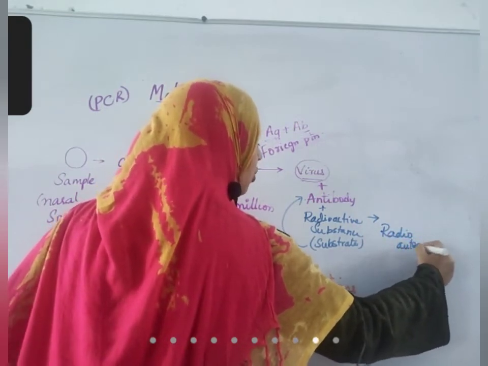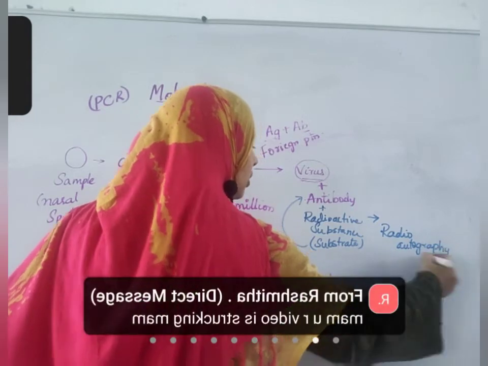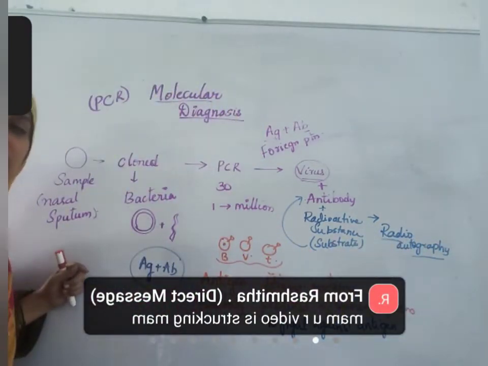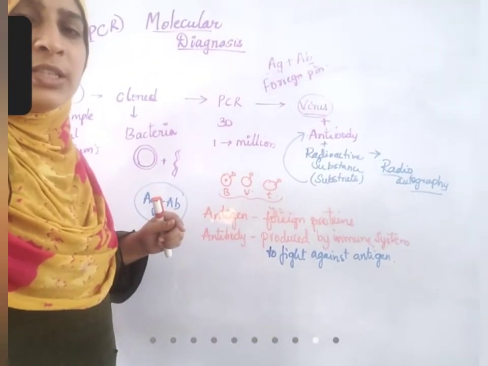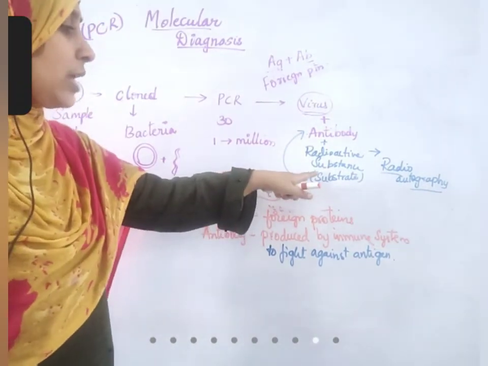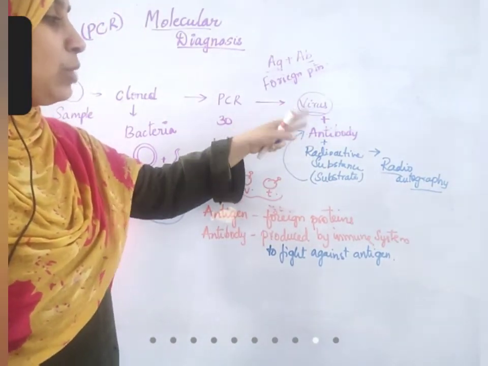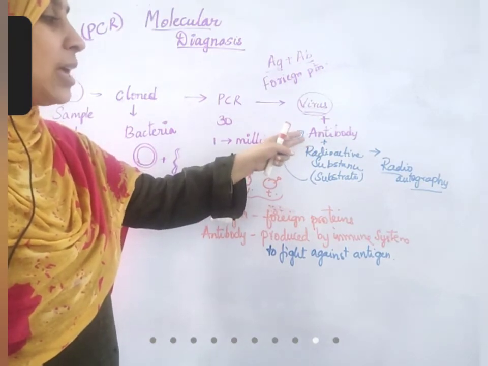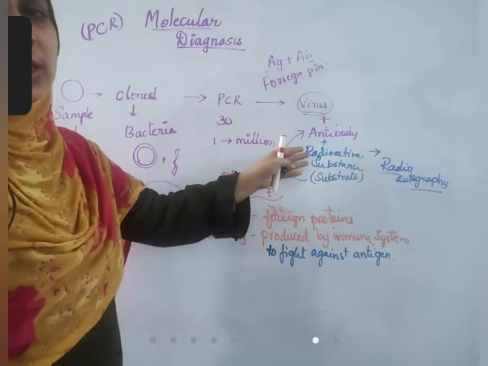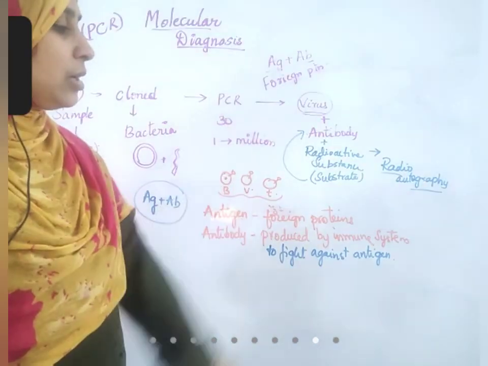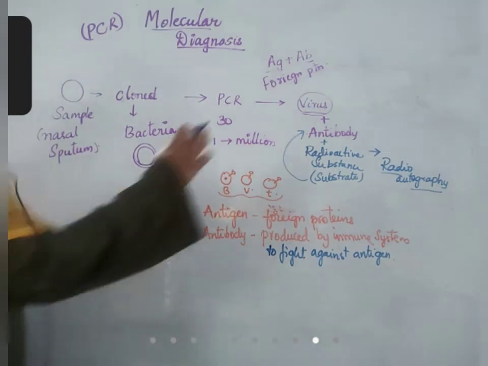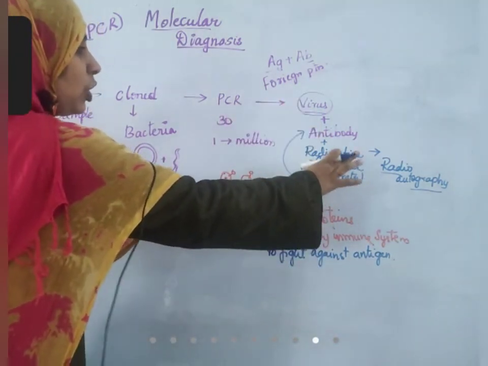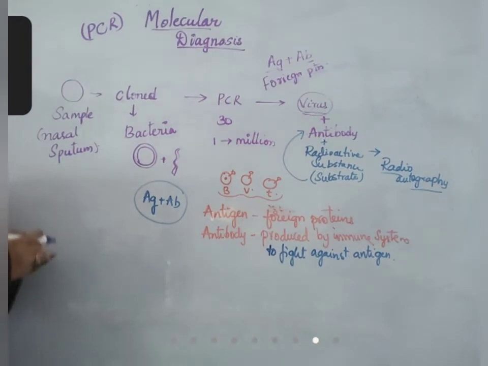Radioautography. What is the purpose of radioautography? To identify radioactive molecules. To identify radioactive molecules, radioactivity is used. So here one radioactive molecule is there. If the binding takes place, it will stay there. If the binding does not take place, the antibody added from outside is unstable, so it will not be identified in the radioactivity. Only if binding is taking place, this molecule will be identified and the disease will be confirmed.